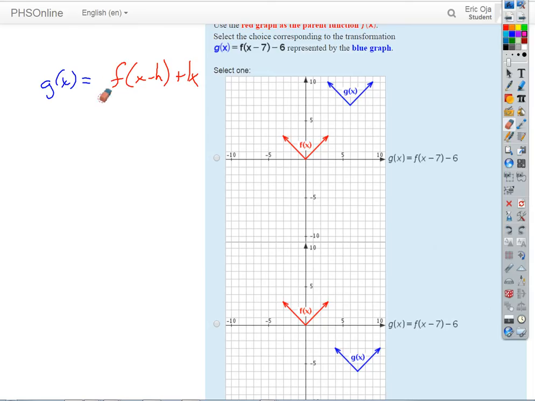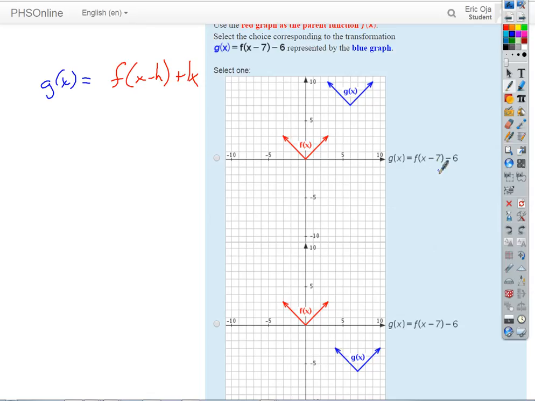So no a's. But I do have numbers that are being subtracted from x and then added or subtracted to the whole thing. What does h do? Horizontal translation, right? And k is a vertical translation. The only part that's at all tricky on this is that, remember, how far is it being shifted? What is the value of h here in this function?